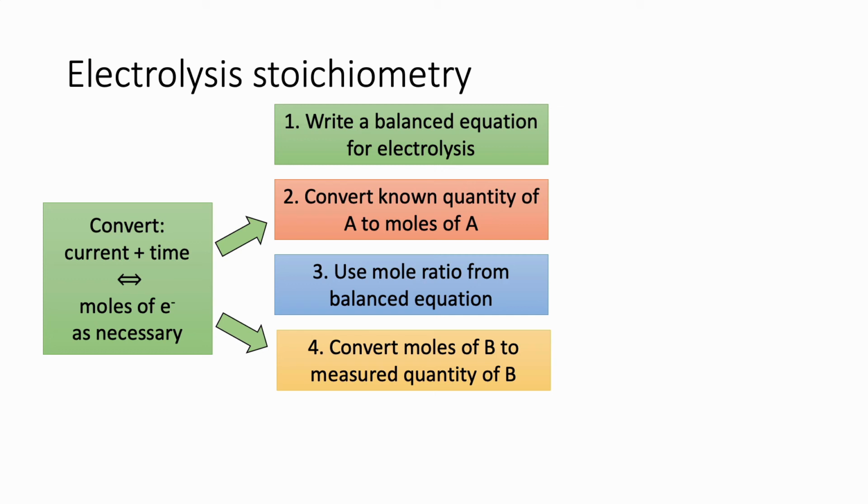What's different between this and the stoichiometry you've done in the past is that in either step 2 or 4, you are probably going to be converting current and time into moles of electrons. This will only happen for one of those two steps, and the other one will probably be grams to moles or something like that. So let's try a couple of different problems here.